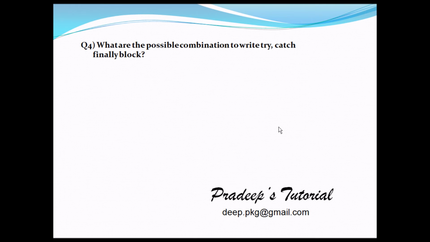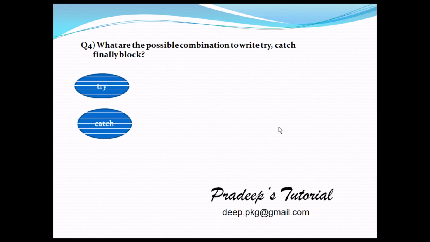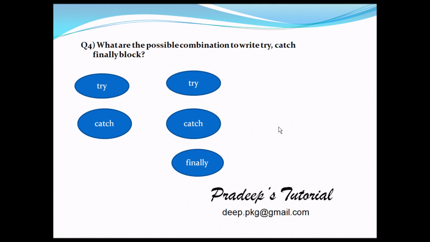What are the possible combinations to write a try catch finally block? These are the conditions. You can have try and catch, or you can have try, catch and finally, or try and finally. Without catch is also fine. But try is a must. In all three cases you can see try is there. Or you can have more catch blocks also. One try with, suppose, 4 or 5 catch blocks and then finally, that is also fine.